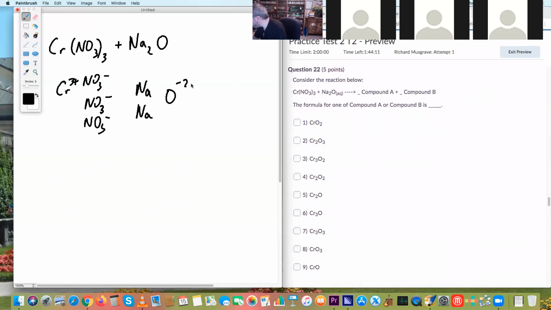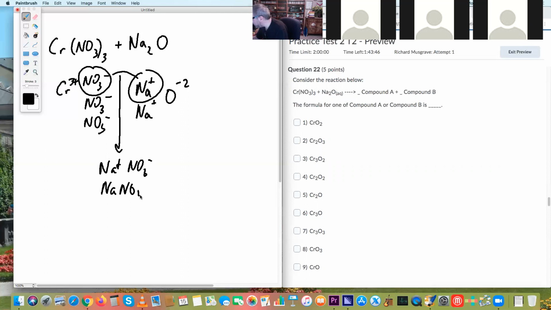So that's -2. This is going to be +1 and +1. Those are in group 1 as well. That's the other reason you know that it's -2, because each of those is +1, since it has to balance out. So what you can see here is we're combining one of these and one of these. That'll give us Na plus NO3 minus, which will be NaNO3. That's one of them.